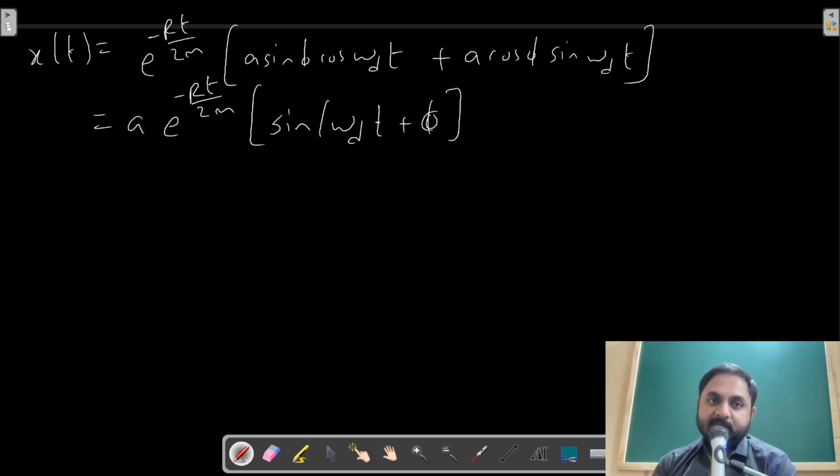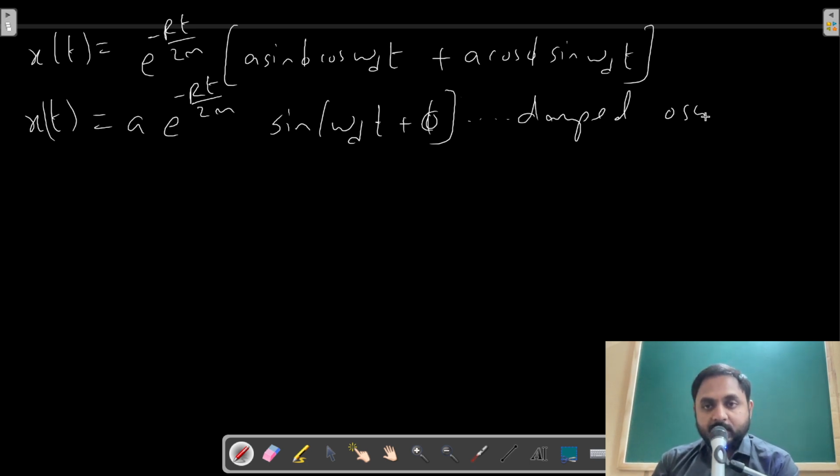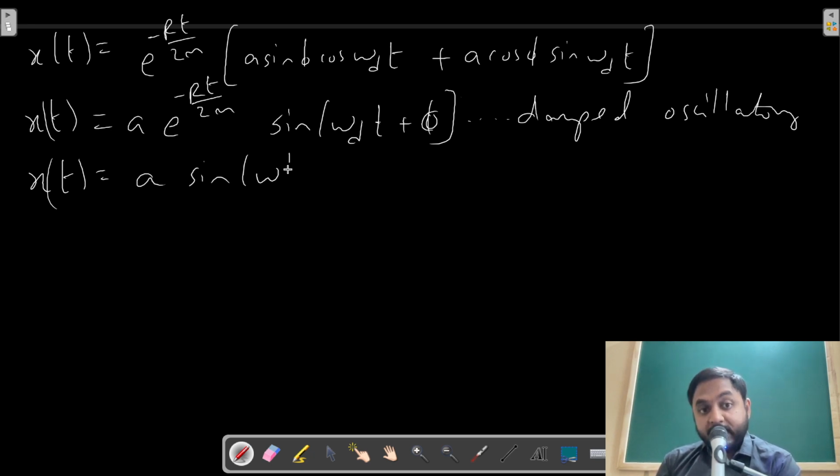Now this is something very interesting. This is the case where you are getting a damping force as well, so this is damped oscillatory motion. What about undamped oscillatory motion? Do you remember the equation of motion for undamped oscillatory motion? In that case, we had A into sine of omega t plus phi. Now does this look similar?